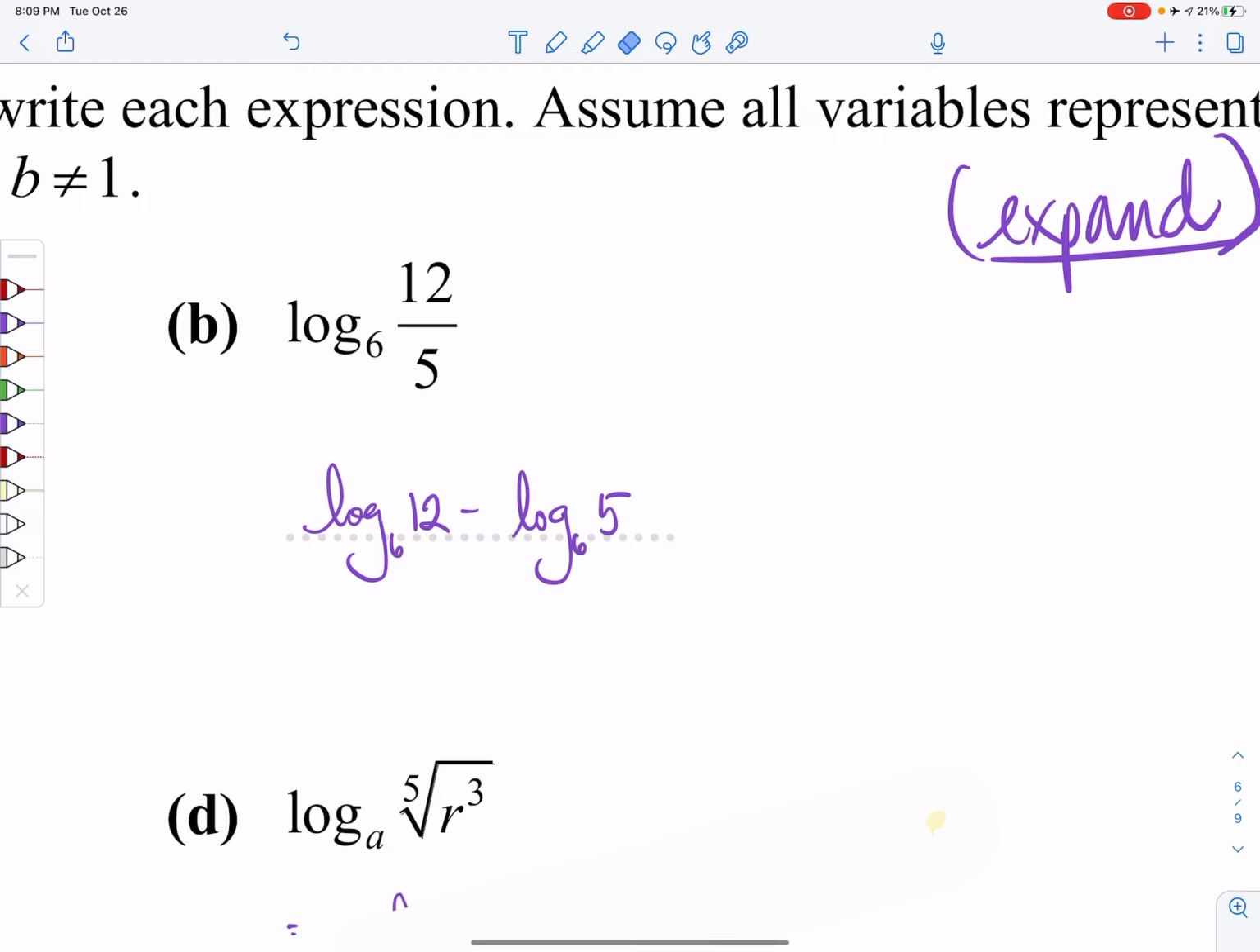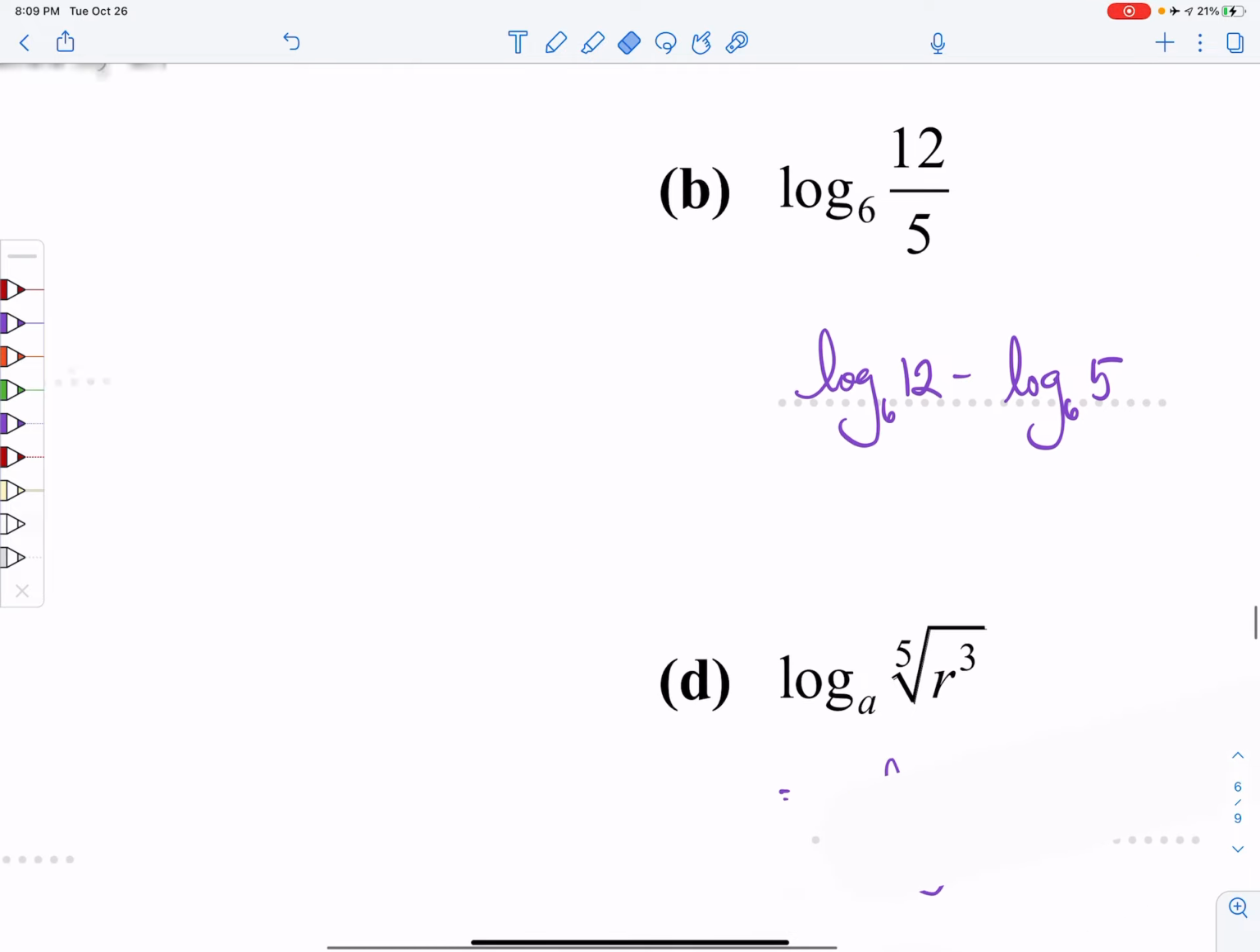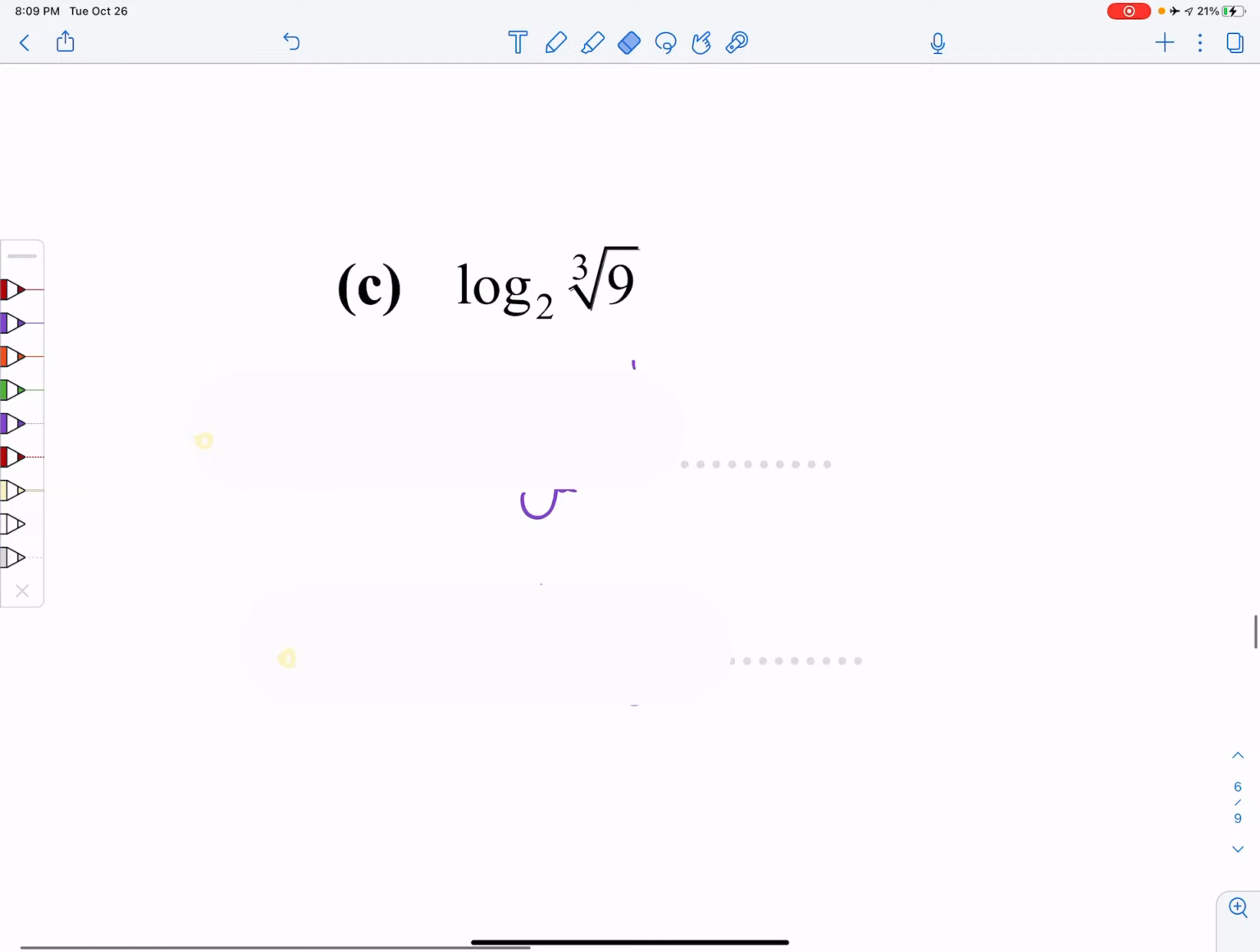So we'll have a log minus a log. Log base 6 of 12 minus log base 6 of 5. Or another way that you could think of that is the log of the top minus the log of the bottom. All right, let's slide over to part C.